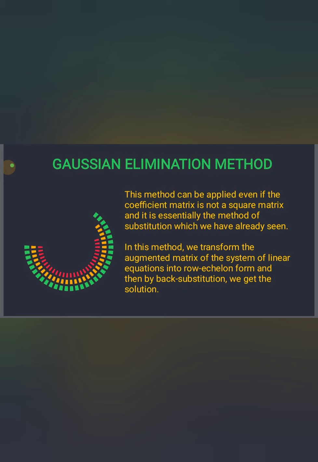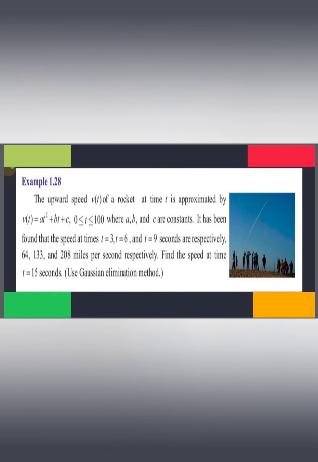This method can be applied even if the coefficient matrix is not a square matrix, and it is essentially the method of substitution which we have already seen. Because in Cramer's rule there is a condition, it is applied only for a square matrix. So this method is for a matrix which is not a square matrix also. In this method, we transform the augmented matrix of the system of linear equations into row echelon form, and then by back substitution we get the solution. So now we will see the example sum.